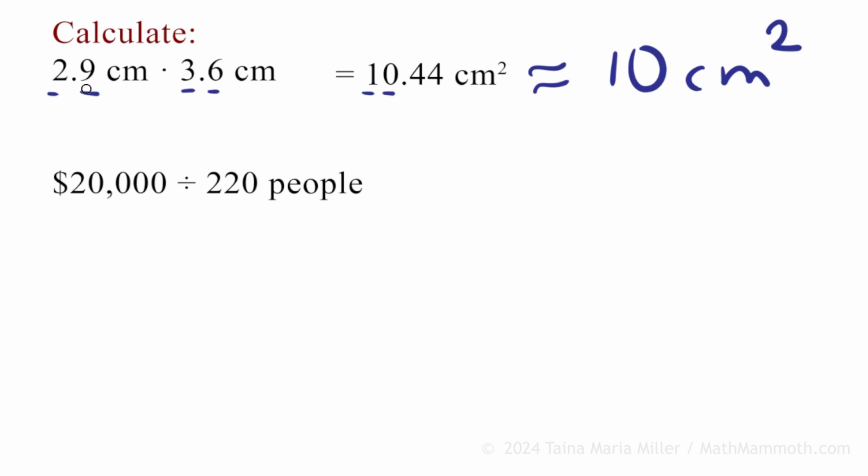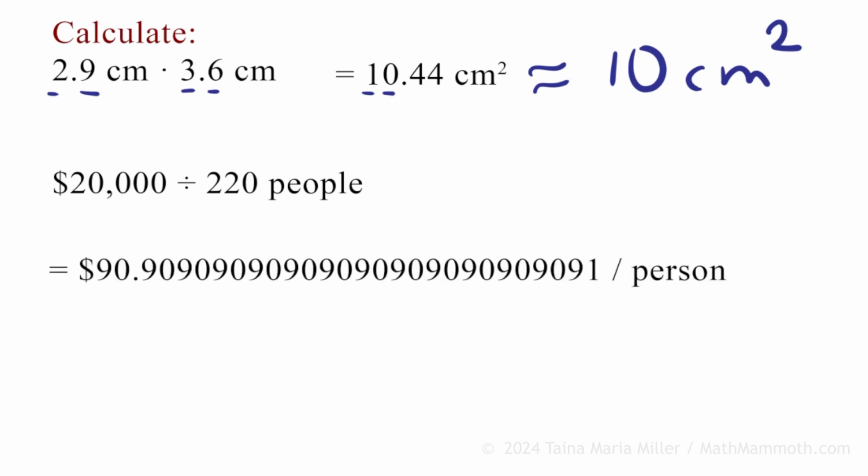The second example has $20,000 divided by 220 people. We can still think of these as measurements. Maybe you know they are fully accurate, but then again, maybe it's an estimation, for example, and the 220 people is not exact. Maybe in reality it's 218 people or 224 people, it's just an estimate. Or maybe the 20,000 is an estimate. And so from a calculator we get this kind of number as an answer, $90.9090. We have to round it, but how?